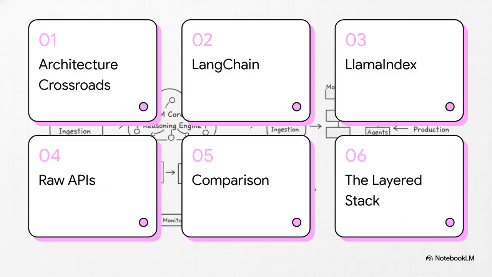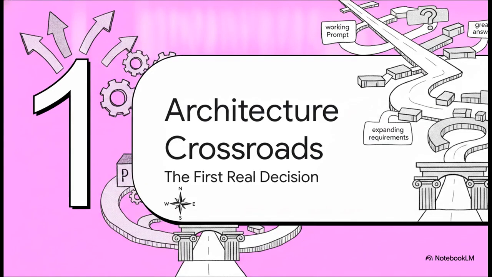1. The architectural crossroads. 2. LangChain, the orchestration layer. 3. LlamaIndex, the retrieval layer. 4. Raw APIs, the minimal path. 5. The head-to-head comparison. And finally, number 6, building the layered stack. It's going to be a bit of a battleground comparison, so let's get into it. Okay, let's dive into this.